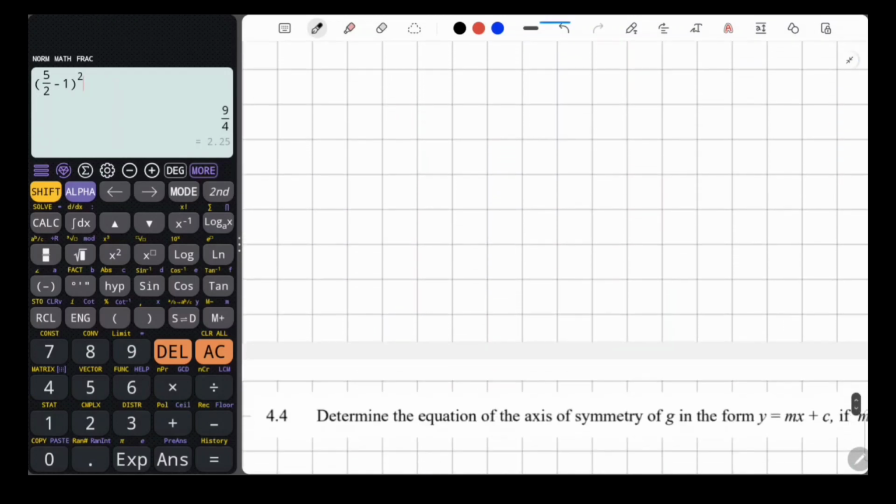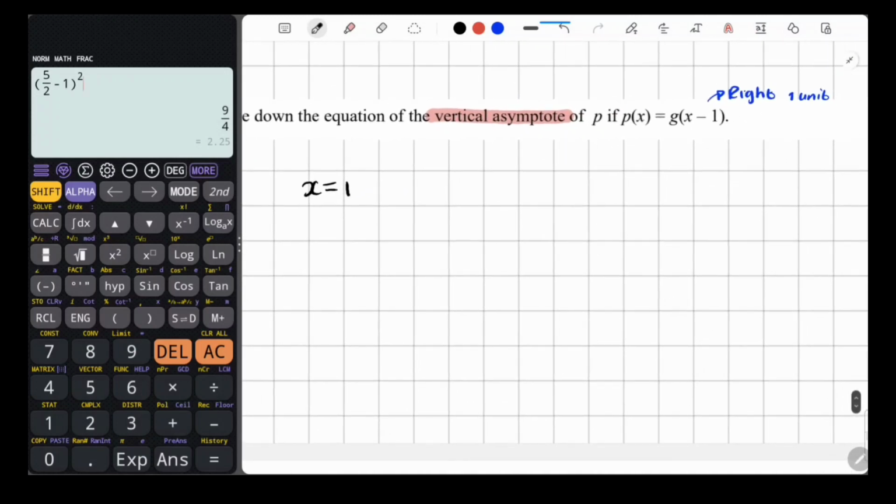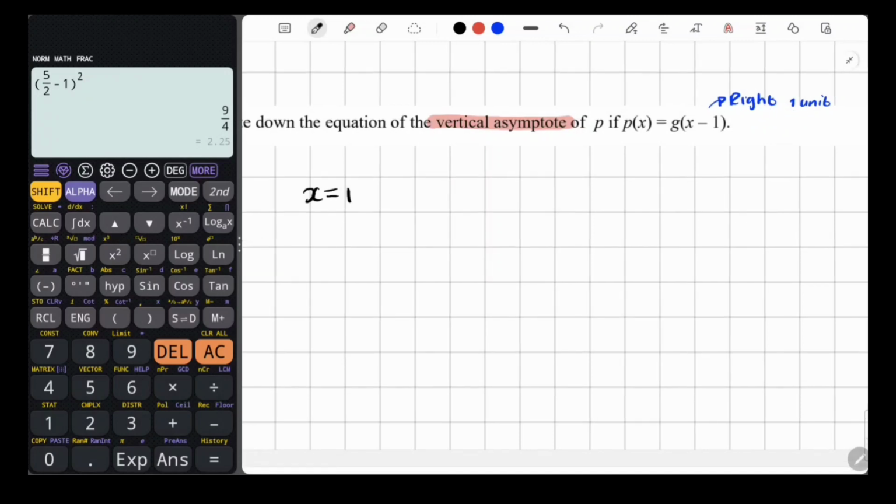So if the original one was just x is equal to 1, and the new one is now saying we have to say x minus 1. We have to remove a 1 from there. And we are interpreting this as it is moving or shifting 1 unit to the right. This is what really happens.